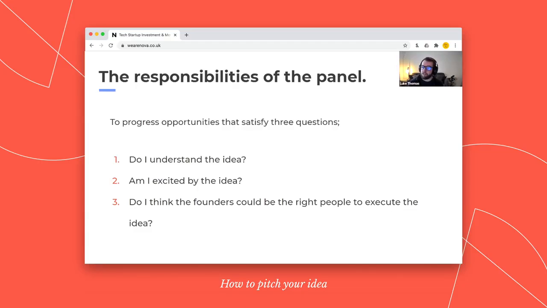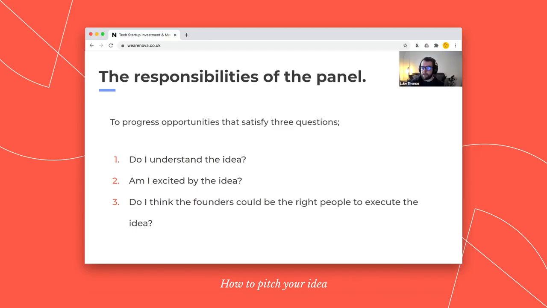When I hear pitches that are confusing, it's because people are trying to merge all of this into one thing. That they're trying to get me to understand it and be excited by it and to convince me that they're the right people. I actually think when you've got 5 minutes, it's worth breaking it down into those component parts and making sure that you've built the right message as you develop.